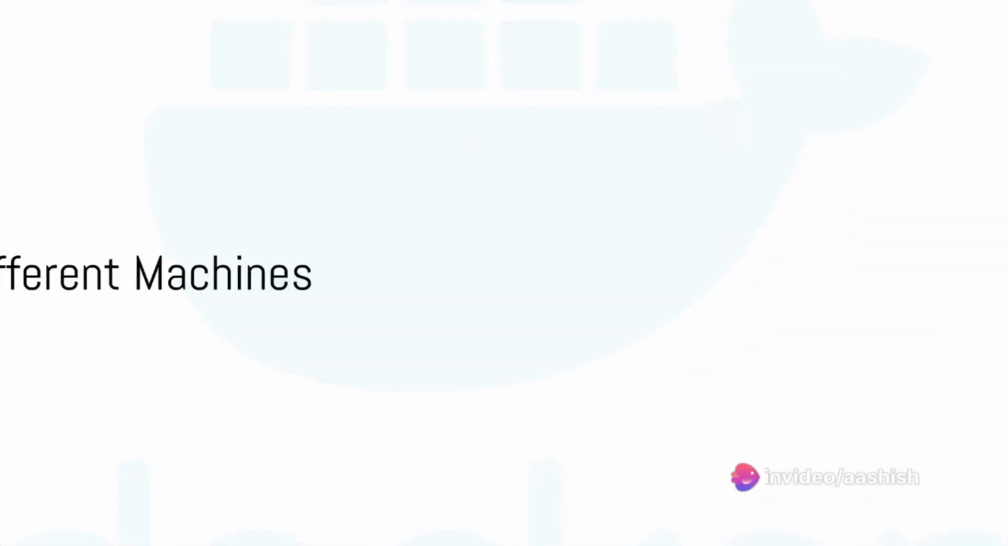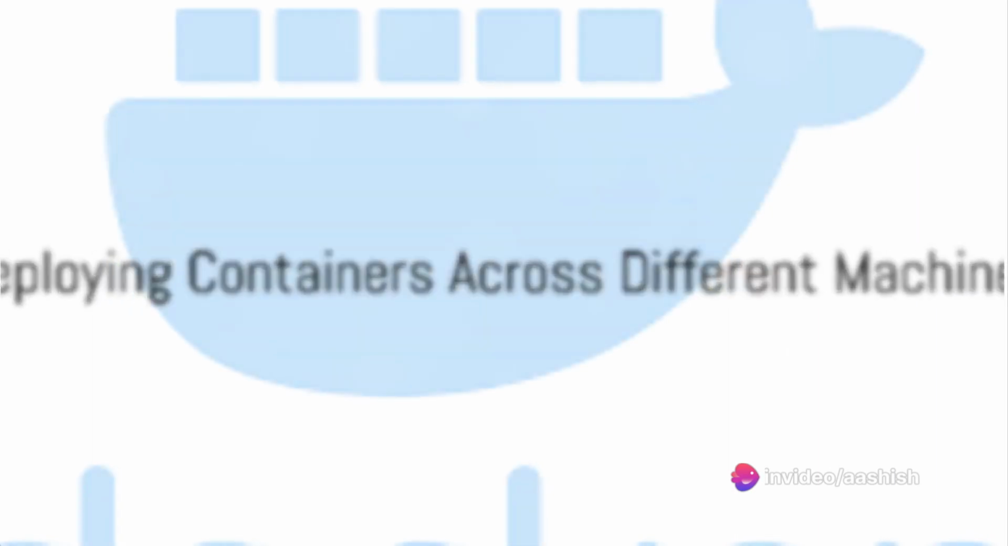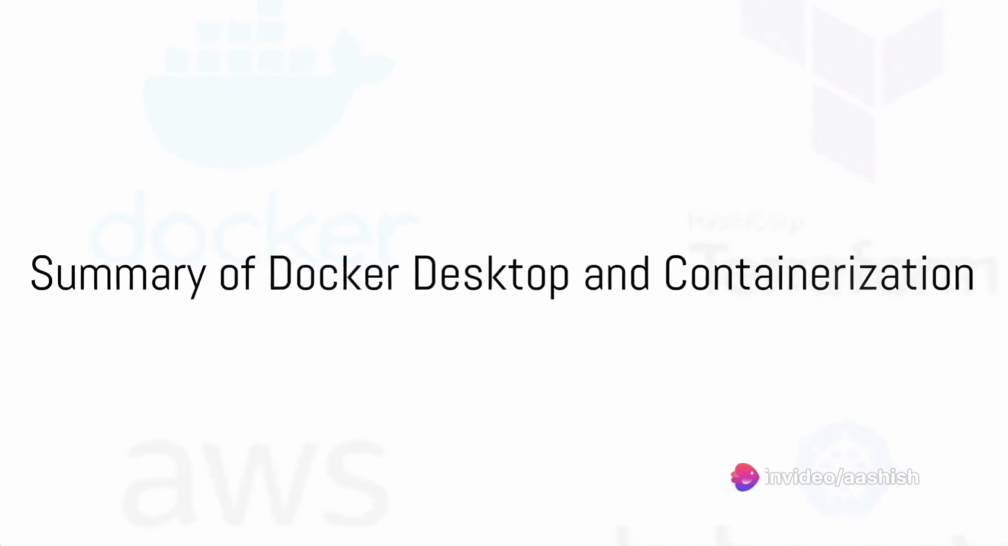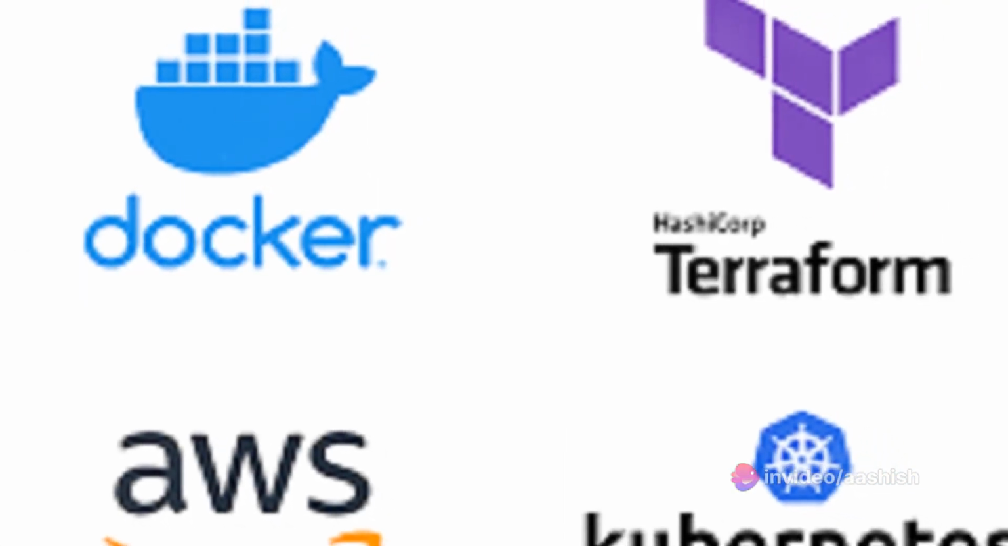Now that there are Docker containers, they can be deployed across different machines, regardless of the host operating system or the underlying infrastructure. The application will run exactly as intended because it has its own environment tucked safely within the container. In summary, Docker Desktop and containerization solve the problem of "it works on my machine."